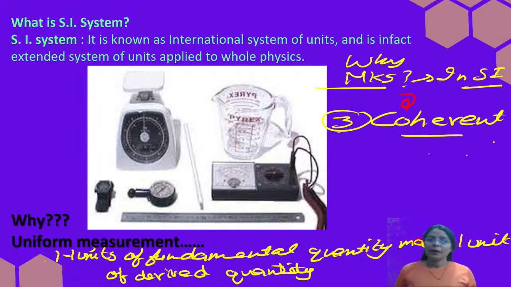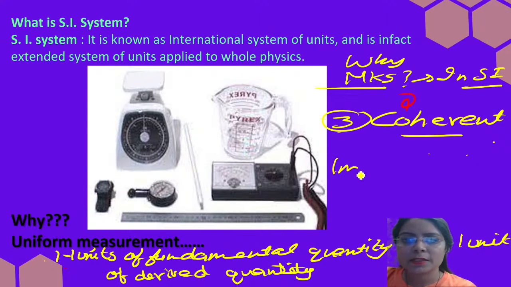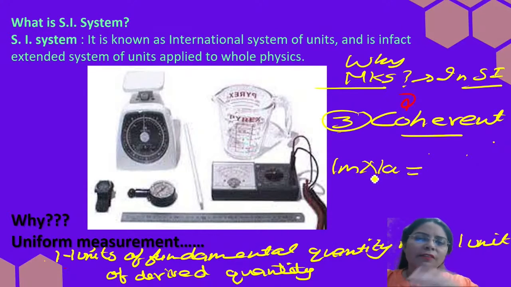One unit of fundamental quantity makes one unit of derived quantity. What does it mean? It means if I have a unit mass quantity, mass is a fundamental quantity. Acceleration is also a derived quantity, but right now as we are doing a second derivation of unit, it is also considered a fundamental unit, though actually it is a derived quantity.